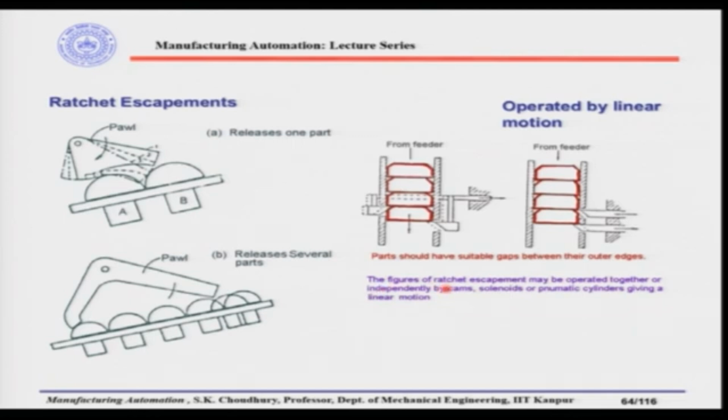So, the fingers of the ratchet escapement may be operated together or independently by cams, solenoids or pneumatic cylinders giving a linear motion, either to these two or one of them. So, I hope this is clear because the diagrams are self explanatory, and the rest of the things we will discuss in the next session. Thank you very much.